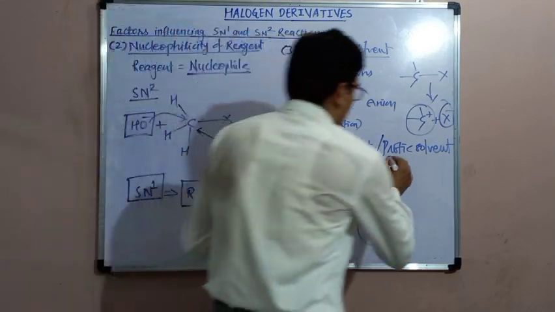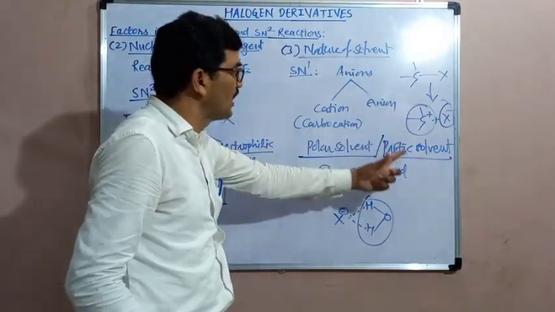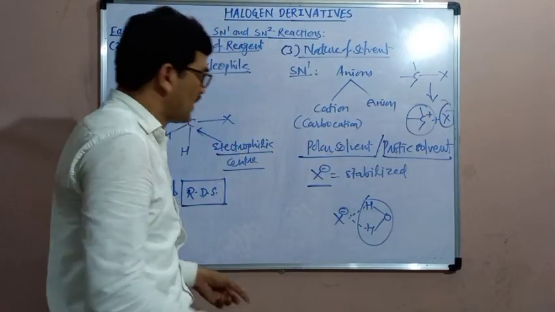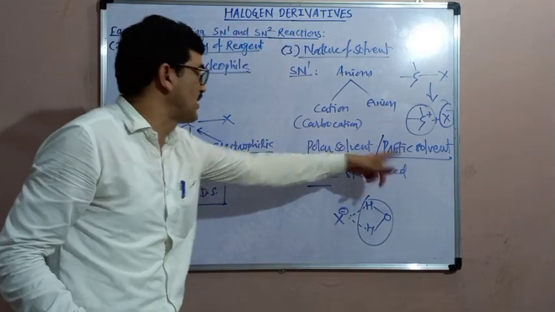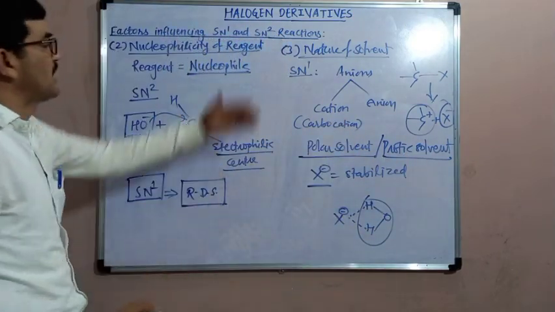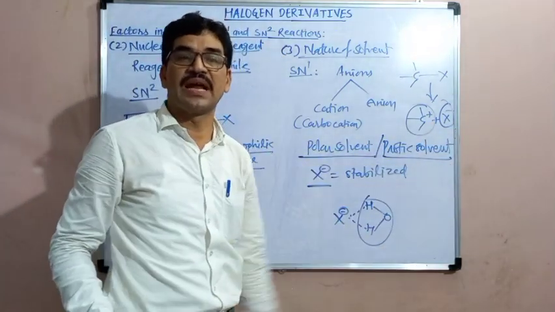So the protic or polar solvent favors the ionization of the substrate, and after ionization, the anion which is formed is stabilized by the polar or protic solvent. Therefore the SN1 reaction is favored in the presence of a polar or protic solvent like water.